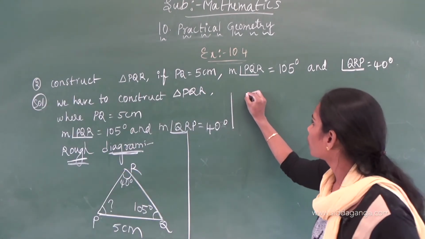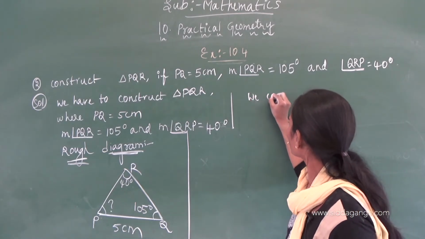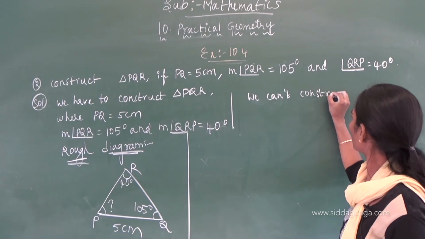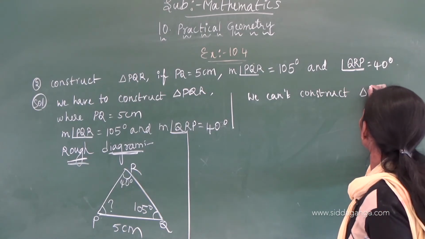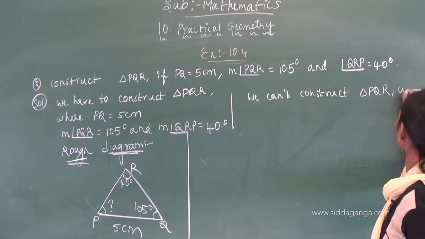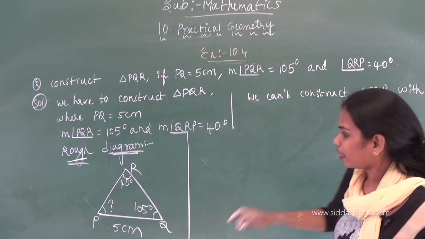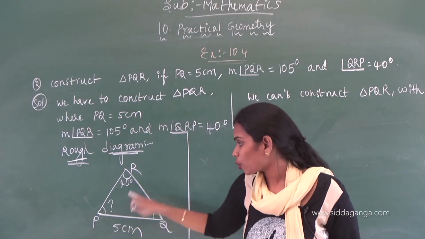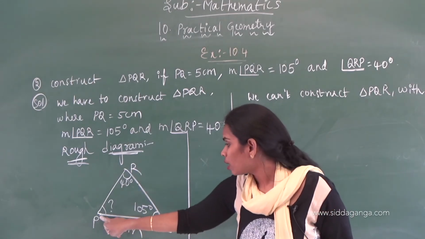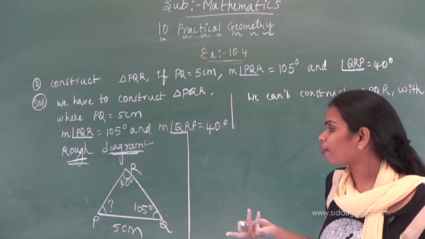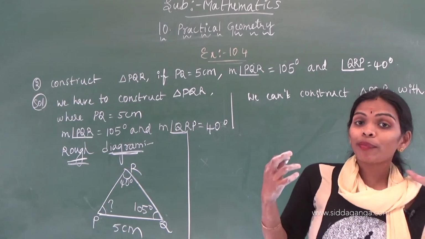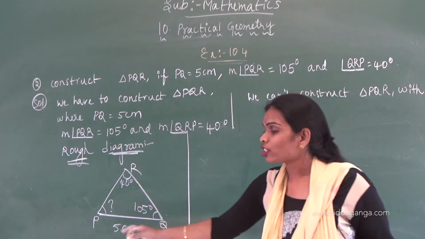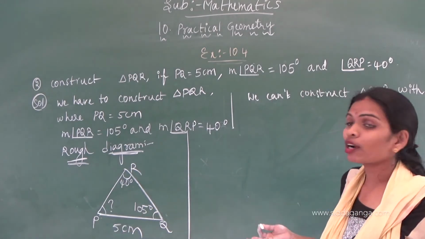Here we cannot construct triangle PQR without knowing either QR, which we have to find, or angle P, which we have to find. We can't find QR because there is no way to apply the Pythagoras theorem here. That's why we first find the angle.